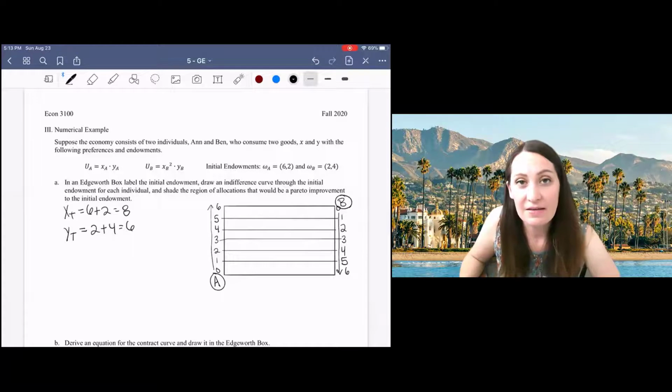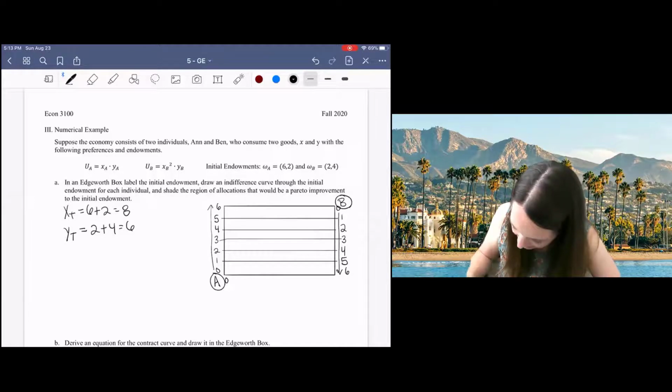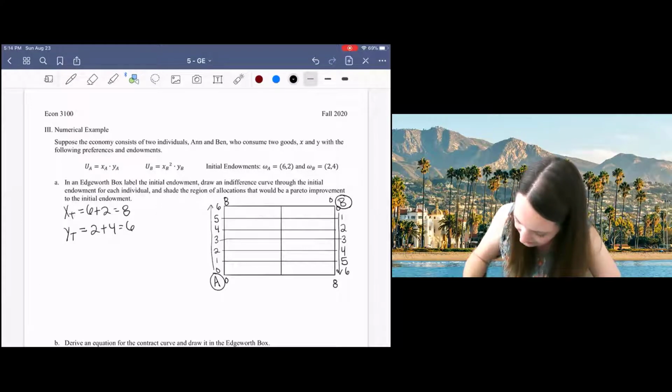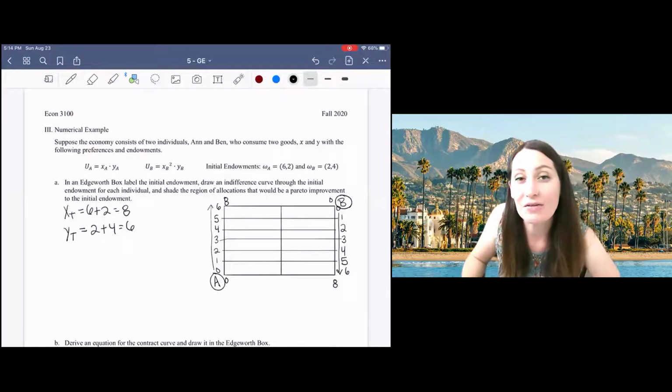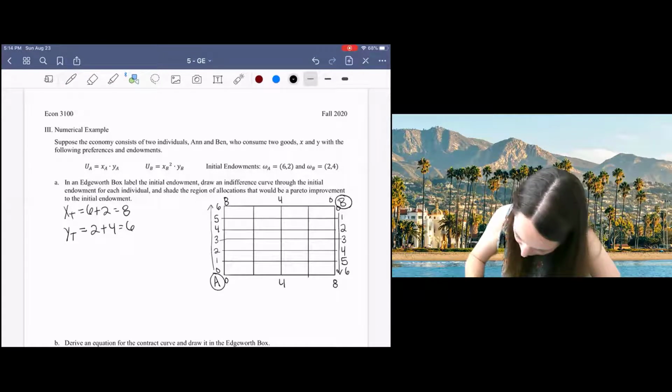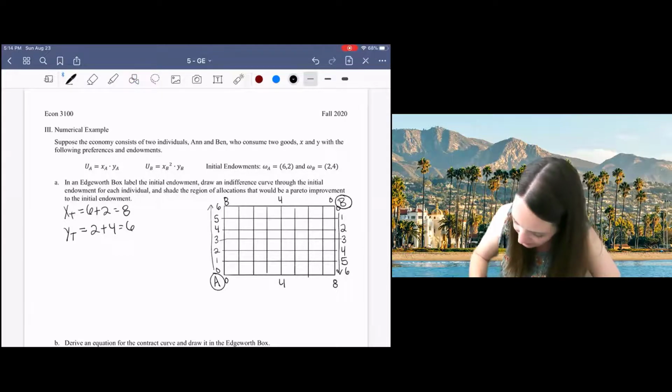We'll do the same thing for good X. For Anna, good X can range from 0 to 8, and likewise for Ben, from 0 to 8. And every point within the box represents a different division of these 8 units of X between Anna and Ben. Each could have 4, or some other division that's less equal.